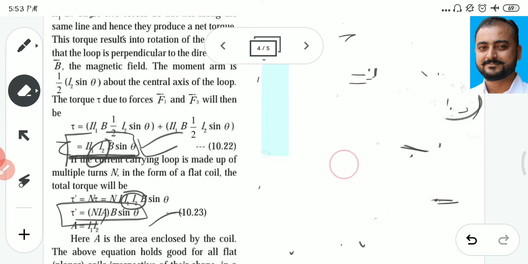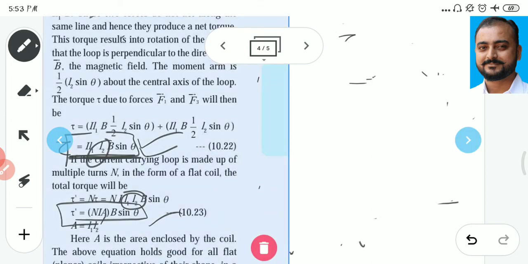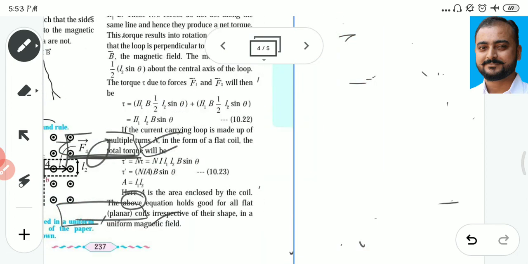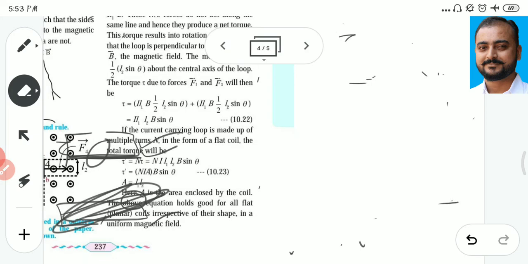Okay, so after that you get this relation in this case, and this can be applicable for all the cases. Okay, means you can apply this formula for all the cases of flat and planar coils, irrespective of their shapes in the uniform magnetic field.